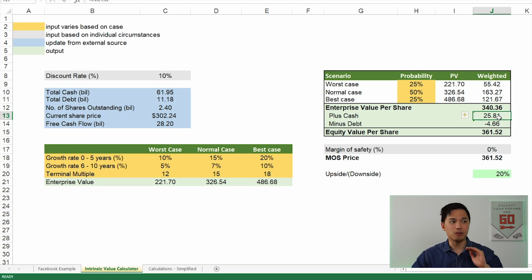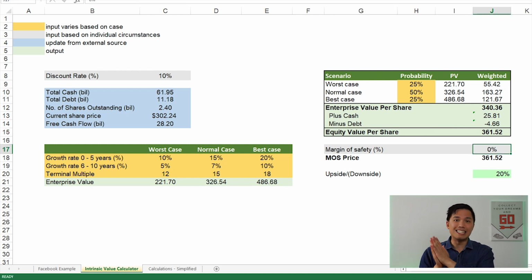And what the calculator also does is that it calculates the cash per share that the company has based on the input that you enter over here, and it also takes out the debt per share as well to give you an equity value per share of $361.51. This number over here is basically what we think Facebook shares are worth because you are buying into the equity of Facebook, so this is the equity value per share.